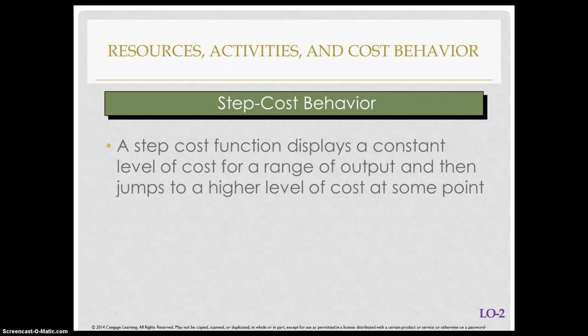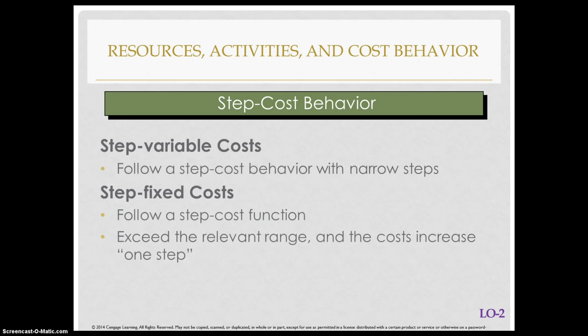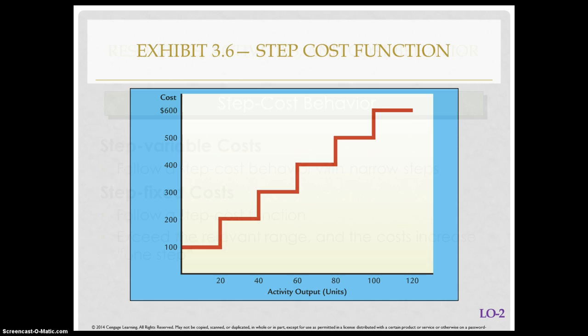Step cost behavior: a step cost is a function that displays a constant level of cost for a range of output and then jumps to a higher level of cost at some point. So that would go with the sheets of steel example that we just talked about. Step variable costs follow a step cost behavior with narrow steps, and step fixed costs follow a step cost function where, when we exceed the relevant range, the costs increase one step. So we can see this here where we're going to have $100 of cost for the first 20 units, and after that we're going to have another $200 of cost. So even if we only produce 21 units, we're going to have $200 of cost all the way up to 40 units, and so on.